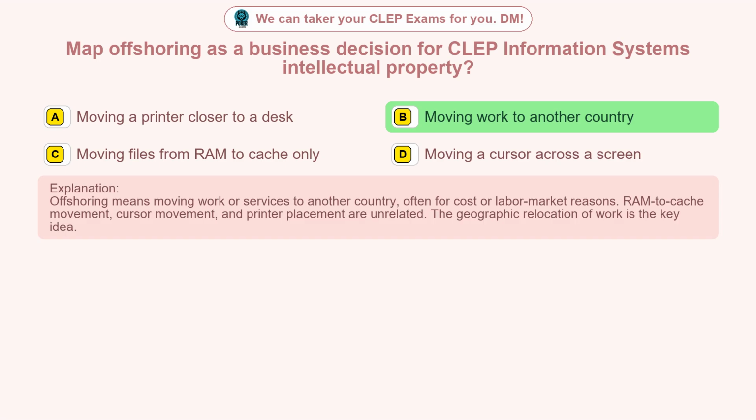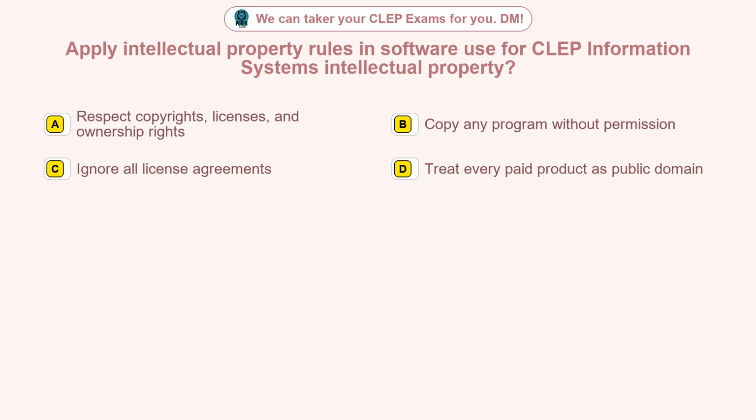Offshoring means moving work or services to another country, often for cost or labor market reasons. RAM to cache movement, cursor movement, and printer placement are unrelated. The geographic relocation of work is the key idea. Question 98. Apply intellectual property rules and software use for CLEP Information Systems intellectual property.